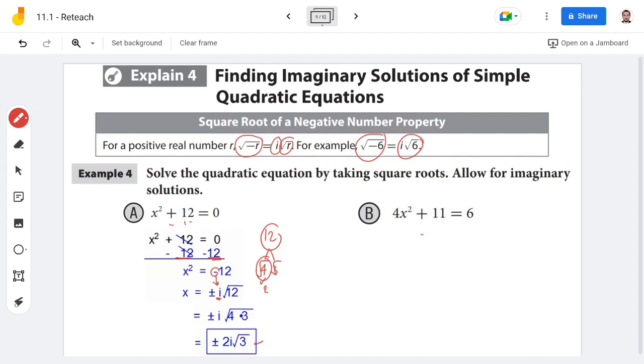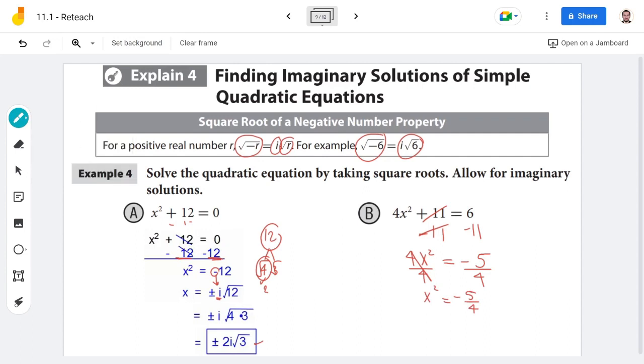Let's do this one. Subtract 11 from both sides. So it will be 4x squared, these cancel, and 6 minus 11 is equal to negative 5. Now divide by 4 on both sides, so cancel these two out. So x squared is equal to negative 5 over 4.